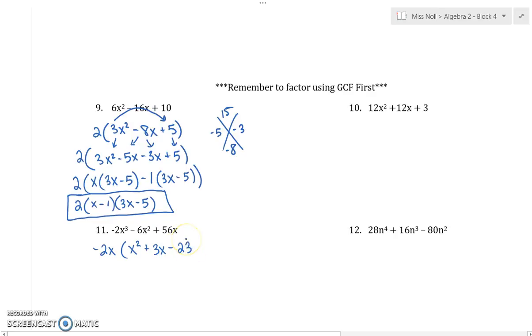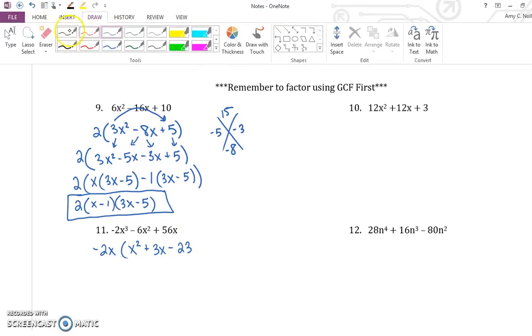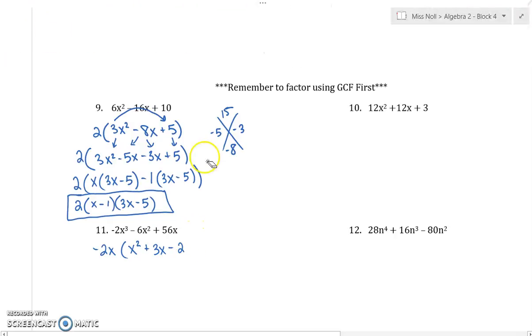No, sorry. Negative 28. And then I would close those parentheses. Yeah. So then if I were to redistribute that in, you'd see I'd have negative 2x to the third minus 6x squared, and then plus 56x.